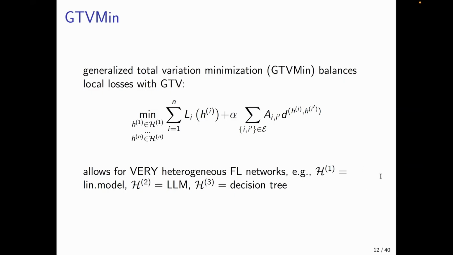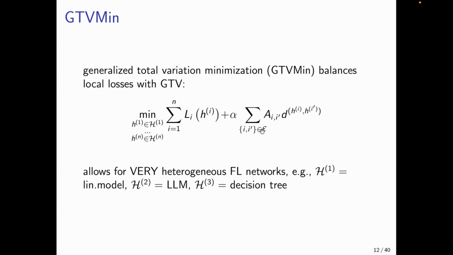There's a comment or question here. Is GTV-min like a centralized loss function for the whole federated learning network? Yes, you can interpret this objective function as a very complicated global loss function for a big model training problem. And this model consists of components. In mathematical terms, you could think of it as a product space. So it's not a simple hypothesis space, but a product space with components being the individual local models or local hypothesis spaces. So there's a lot of beautiful structure in here.